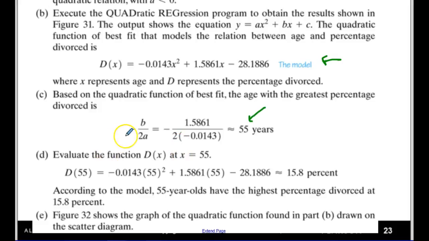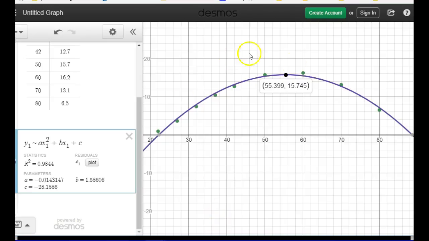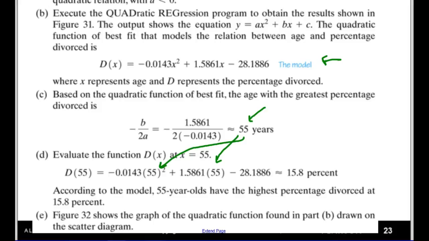Okay, so now part D asked us, what is the percentage at that rate? So now I can plug this in anywhere I see an x in my equation and get to 15.8%. You'll see that it's also here in my Desmos when I use that. So both will get me the same solution. Okay, so then we just had to draw that scatter plot again.